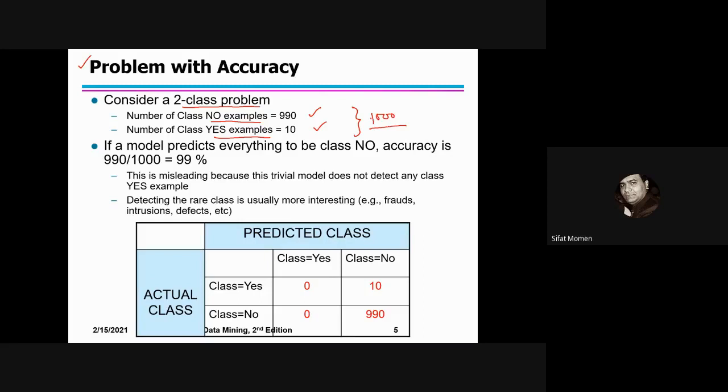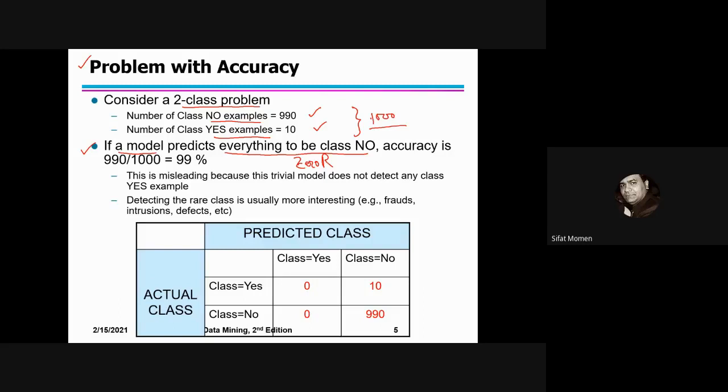Now, what is the problem if we are using accuracy as a way of measuring the model that you prepare? Let's say I create a model that predicts everything to be class no. That means it's like a 0R classifier. Remember the 0R classifier, which always predicts the majority class? Yes?